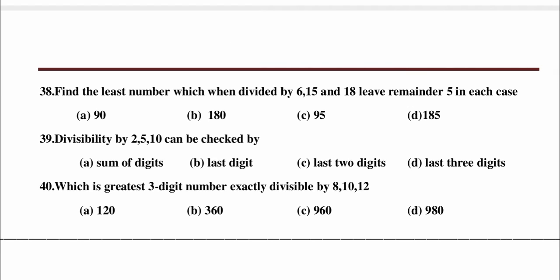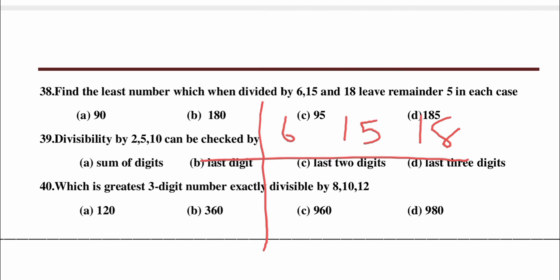Question number 38. Find the least number which when divided by 6, 15 and 18 leaves remainder 5 in each case. First of all, for the least number, we need to find the LCM of these three numbers. Whenever the word least number is given, you have to find the LCM of all three numbers. And how can we find the LCM? We do the division process.